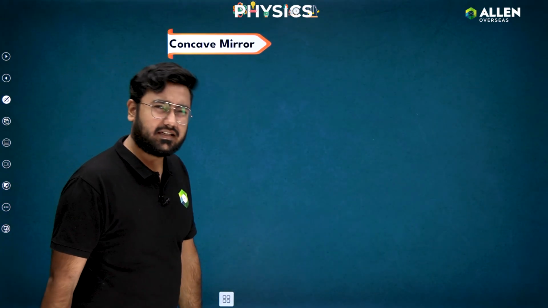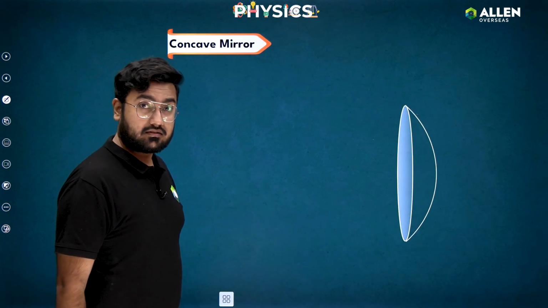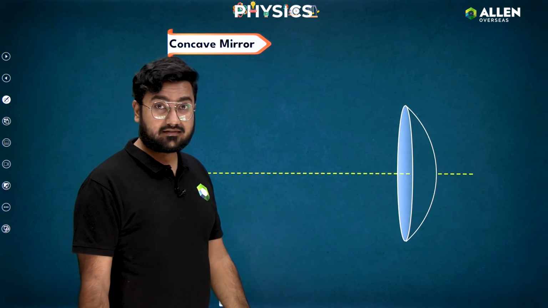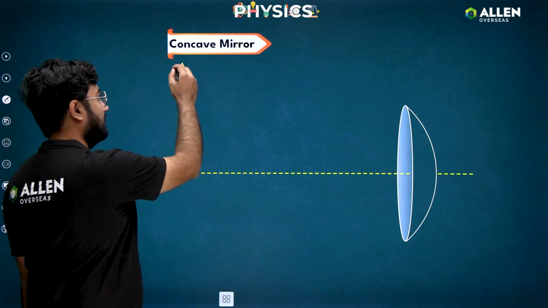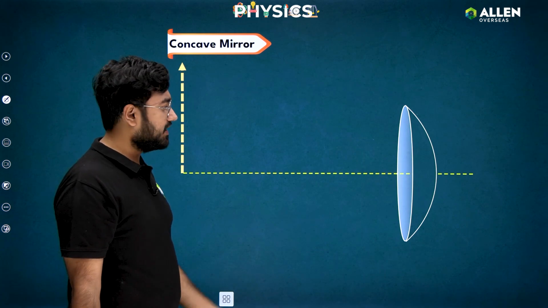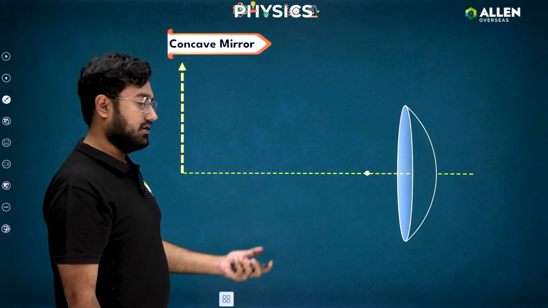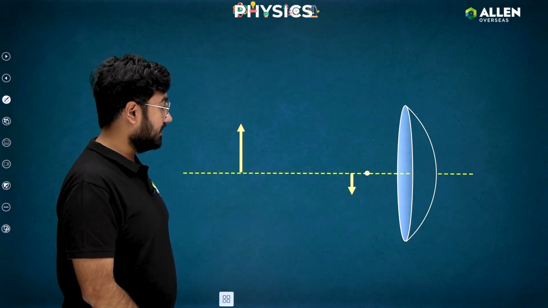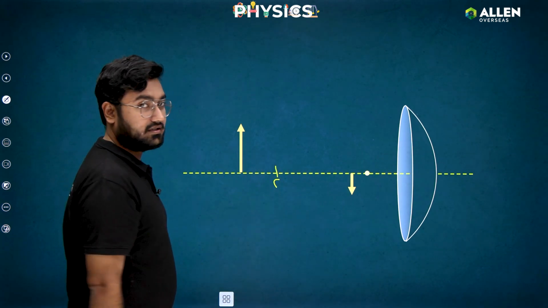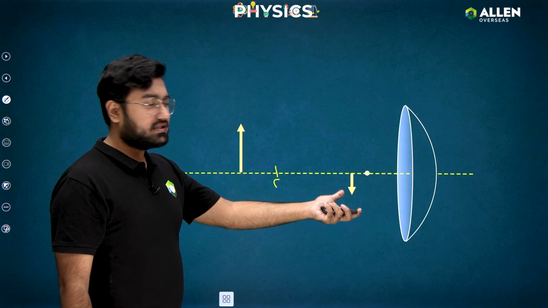Are you ready? Let us start with a concave mirror. We will be talking about spherical mirrors only. Suppose I have a concave mirror, and we have a principal axis. The first case is when the object is at infinity, the image formed will be at the principal focus. Next, move the object towards the mirror. When you are before the center of curvature, the image formation will be between C and F.